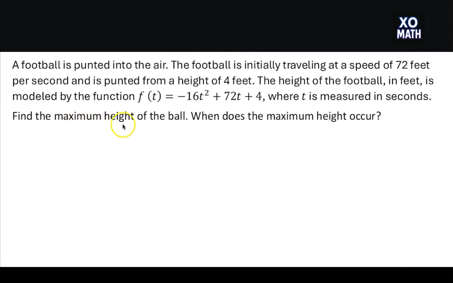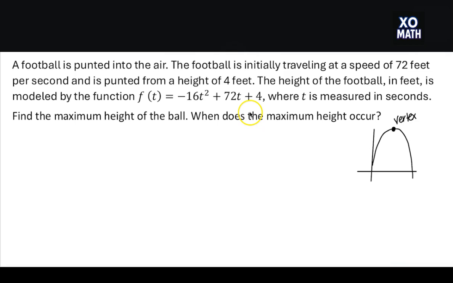Now we want to find the maximum height of the ball, and when does the maximum height occur? So this function tells us the height at given times. And this function is a quadratic function because we see the t squared. And because the leading coefficient is negative, it's a downward facing parabola. So a rough sketch of this model is going to be a parabola facing downward, something like this. And what we want to know is the maximum height of the ball. So what this question is really asking me to find mathematically is what we call the vertex of the parabola.